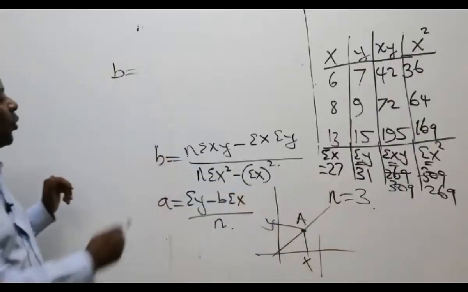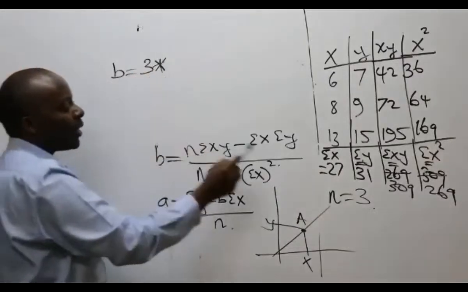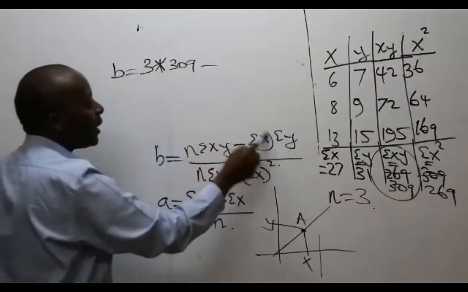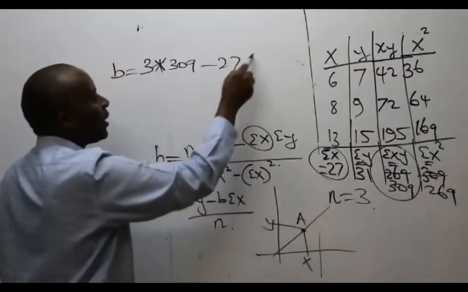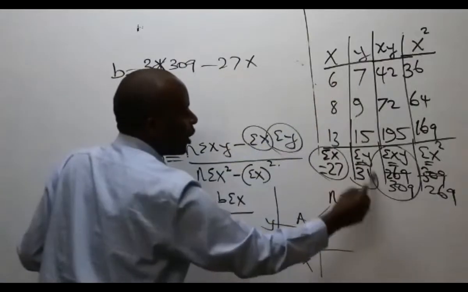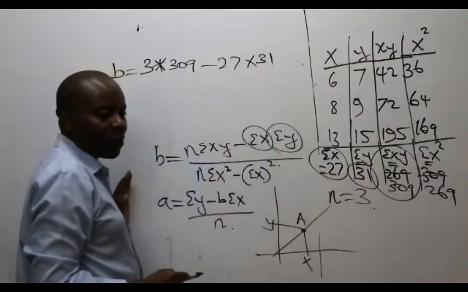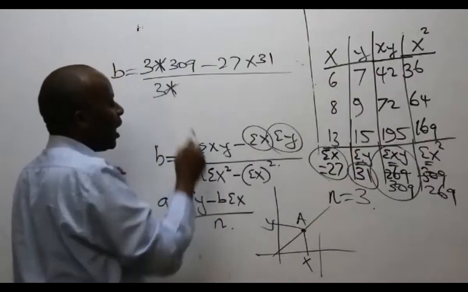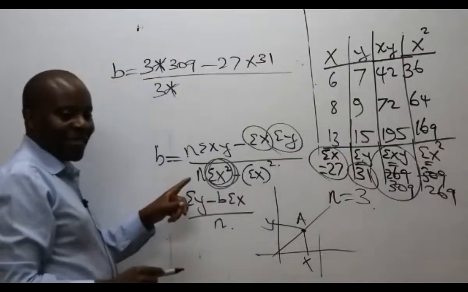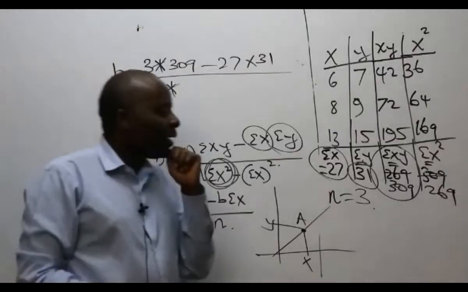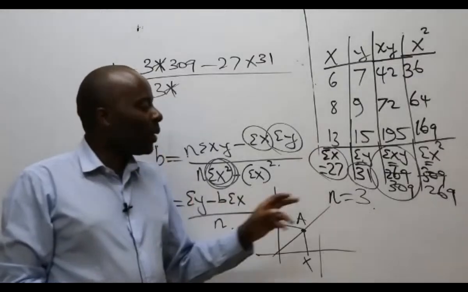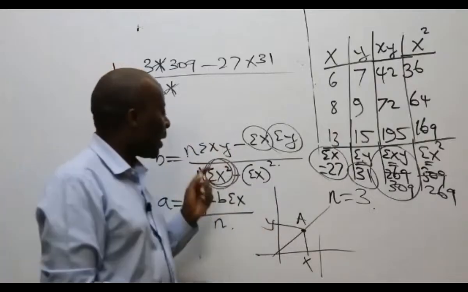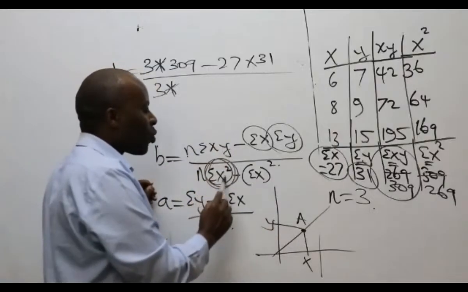So n is 3. So 3 times summation of xy, which is 309, minus summation x alone, which is 27, times summation y. Summation y is 31. All over n again, which is 3 times. So this is quite confusing. This confuses so many students. Another student told me, teacher, summation x squared is equal to 27 squared. That is wrong. This summation x squared, if you look at it very well, first of all, they want you to square what here? X alone.